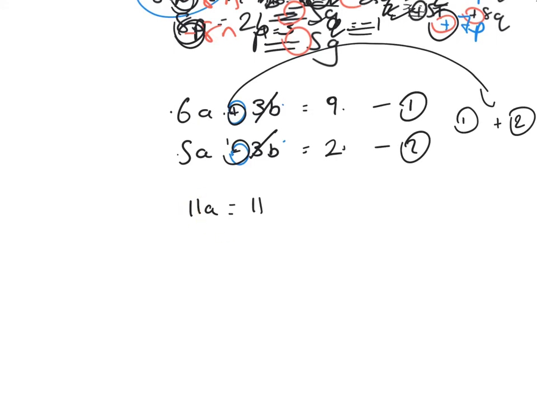Bring the 11 down and divide. And a is equal to 11 over 11. Anything divided by itself, that's 1, a equals 1. I'm now going to sub a equals 1 into one of the equations.